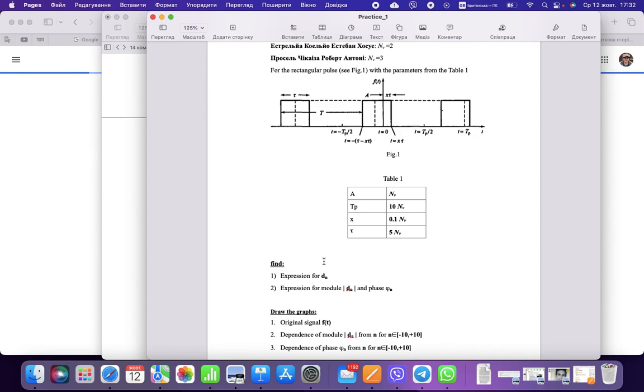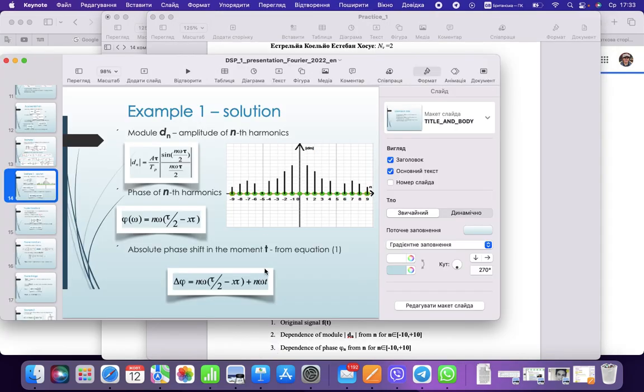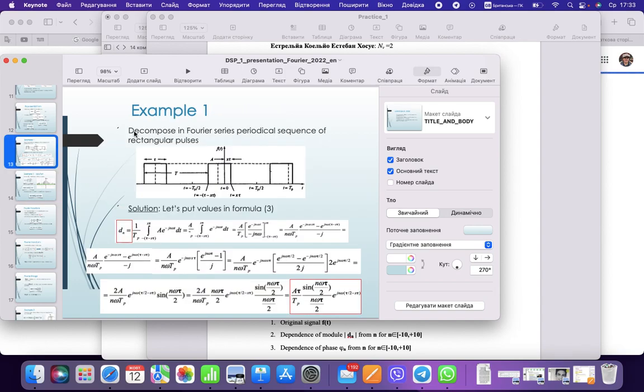Next step is mathematical. You need to find an expression for dn. And how to do this? In order to get the information, we should open the file presentation, that is our first presentation. It is also uploaded to the Google Classroom. And here there is a very similar example number one on slide number 13, where you can see the periodical sequence of rectangular pulses that you have to deal with in your practical work number one.